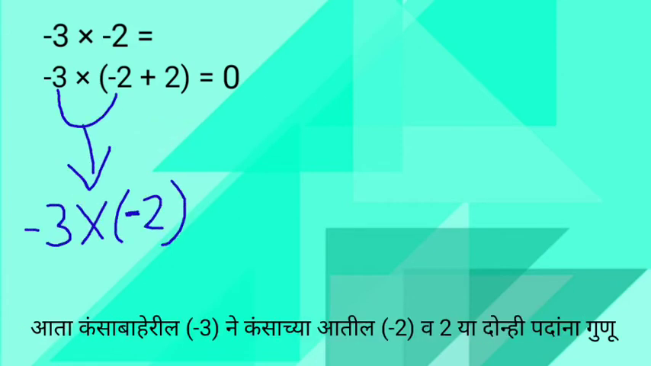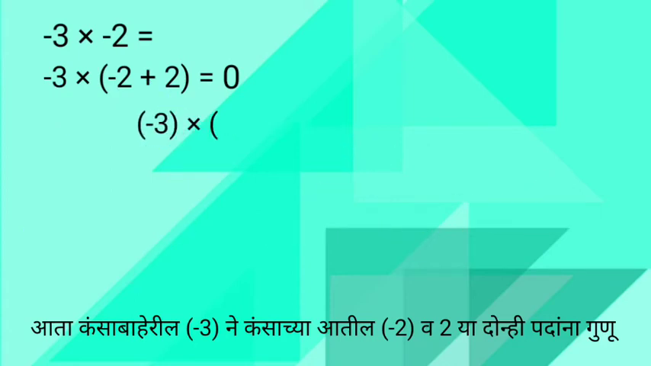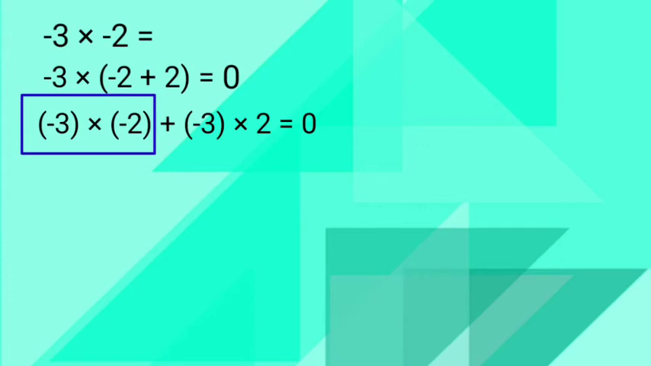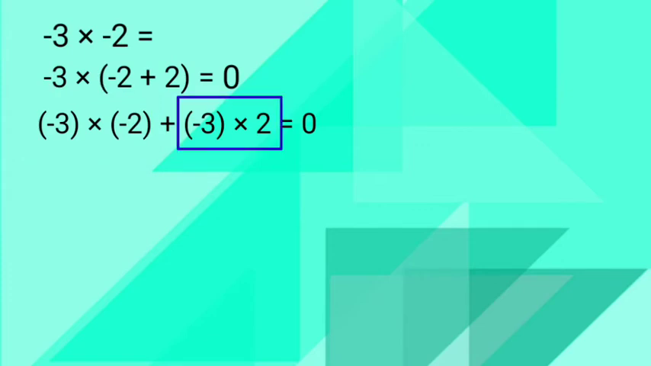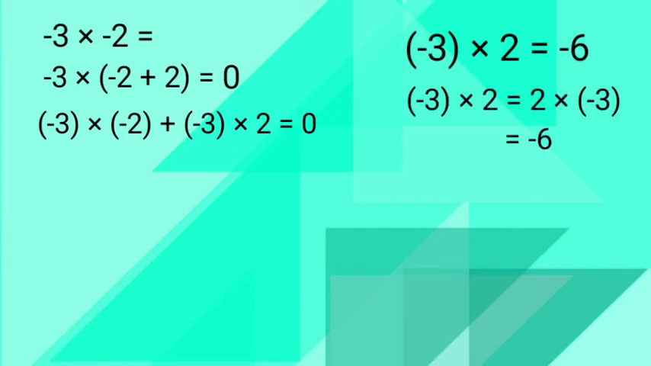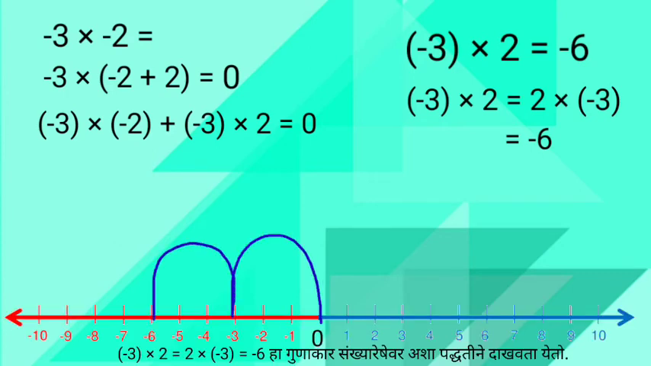Now using the distributive property, we multiply both minus 2 and plus 2 in the bracket by minus 3. Then we get minus 3 multiplied by minus 2 plus minus 3 multiplied by 2 is equal to 0. Here we get minus 3 multiplied by minus 2 as the first part and minus 3 multiplied by 2 as the second part. We already know that minus 3 multiplied by 2 is equal to 2 multiplied by minus 3, which is equal to minus 6. And we can show this multiplication on the number line in this way.